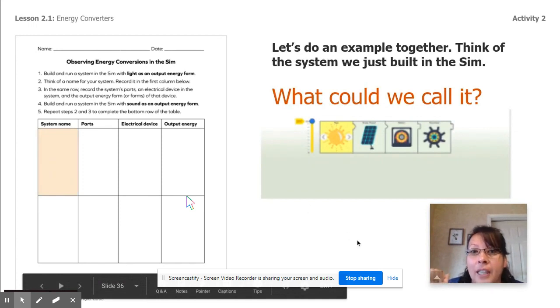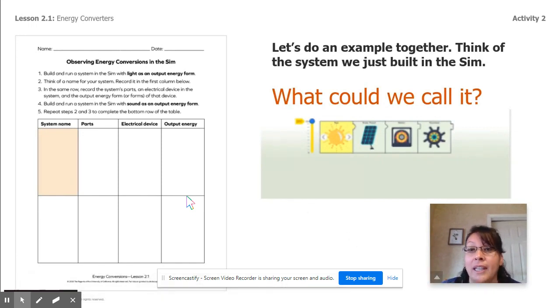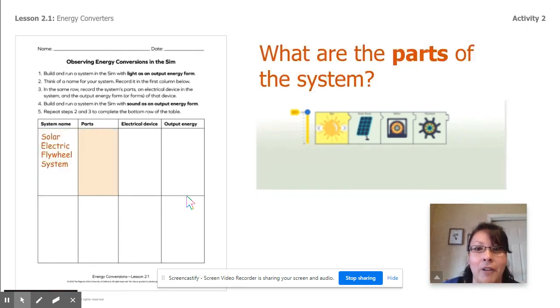We're going to do an example together. So we just built a system in my sim. So what do you think we can call that system? Yeah, let's call it the solar electric flywheel system. Okay, so that's the name of the system, the solar electric flywheel system. And you can stop the video and write that in your table. I'm going to write it in mine right now. Solar electric flywheel. What are the parts of the system that you see right there?